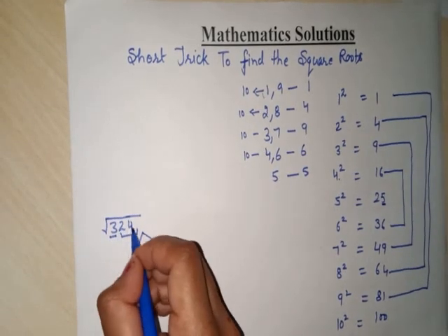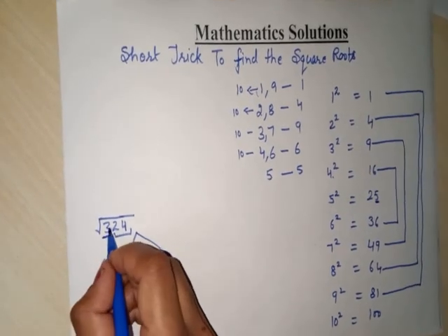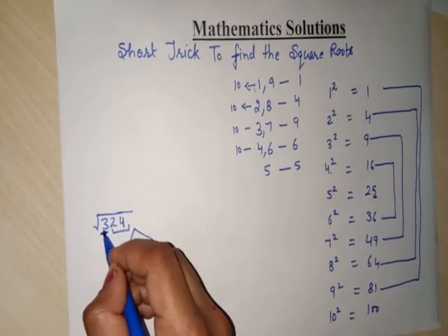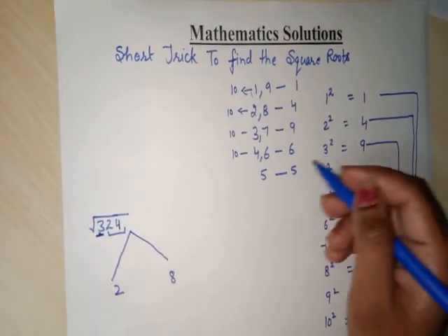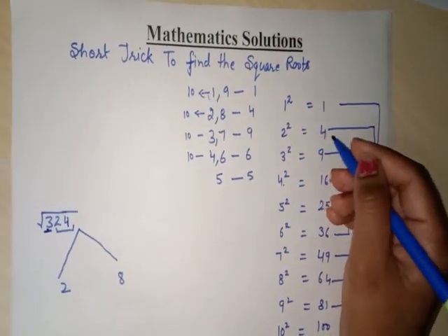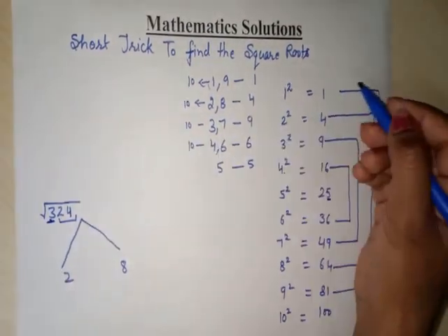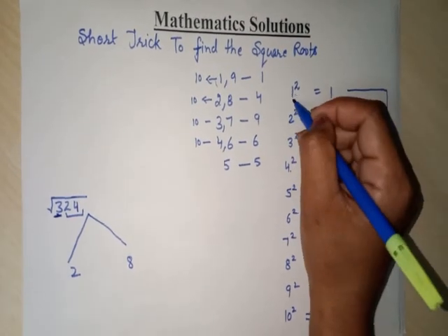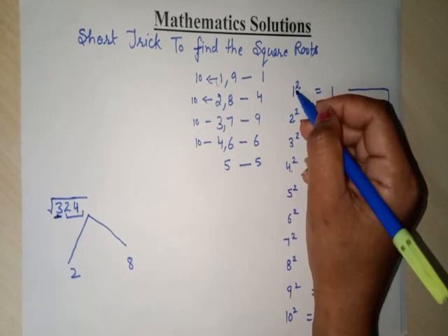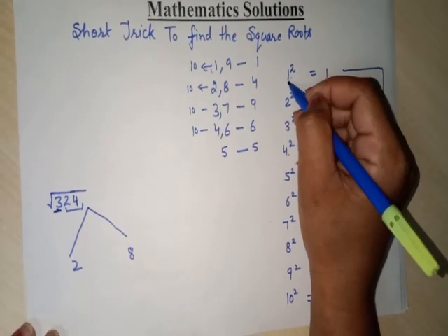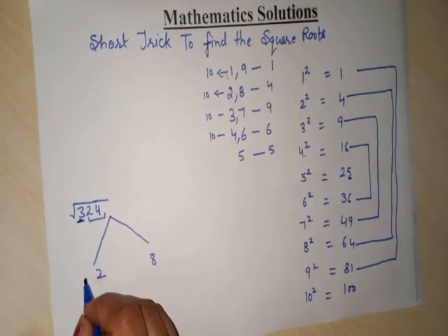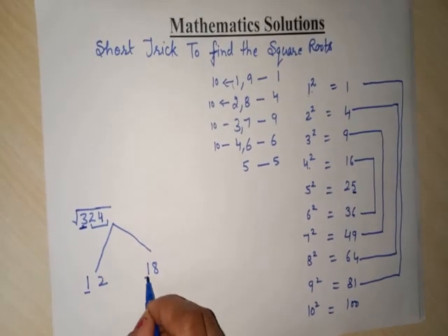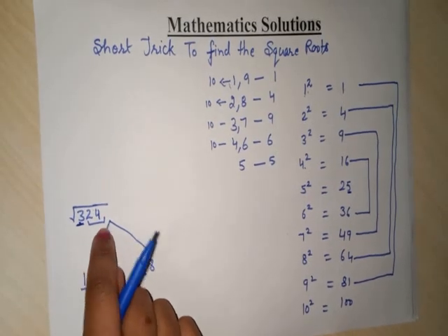After that, ignore this pair and see between which two square numbers the remaining number falls. Here 3 falls between 1 and 4, the squares of 1 and 2, and we will take the smaller number out of these two. The smaller number is 1 here, so we will write the 1 with this 2 as well as this 8, and this will be the tens digit of the square root of this number.